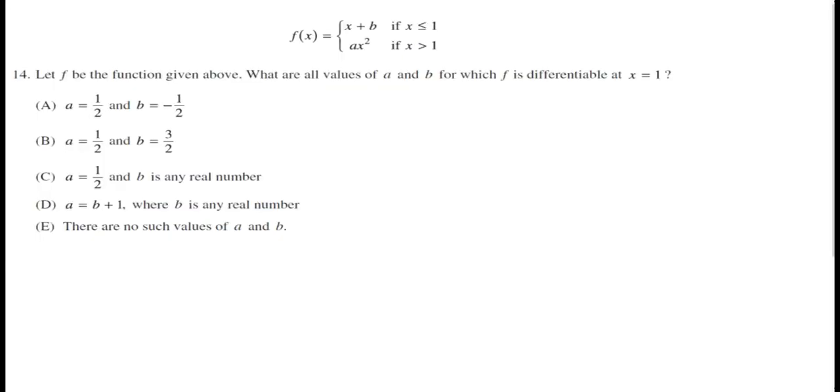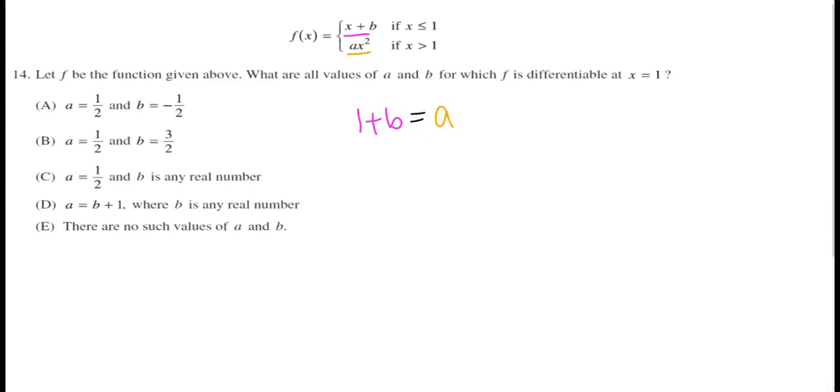All right, let f be the function given above. What are all values of a and b for which f is differentiable at x equals 1? Well, to be differentiable, we first have to be continuous. So let's set the original pieces equal to each other at x equals 1. So the top becomes 1 plus b, and we'll set that equal to a times 1 squared, which is just a.